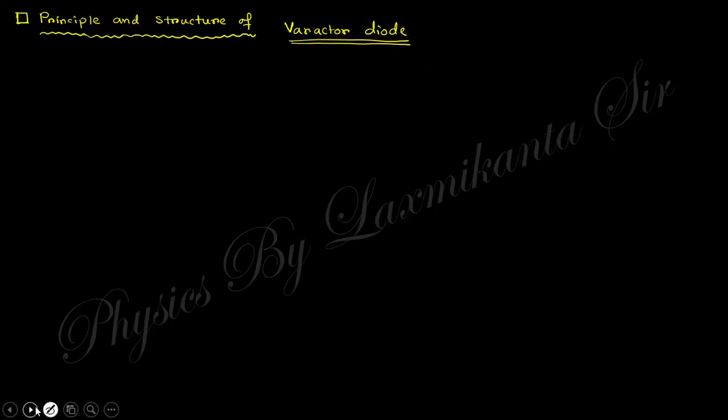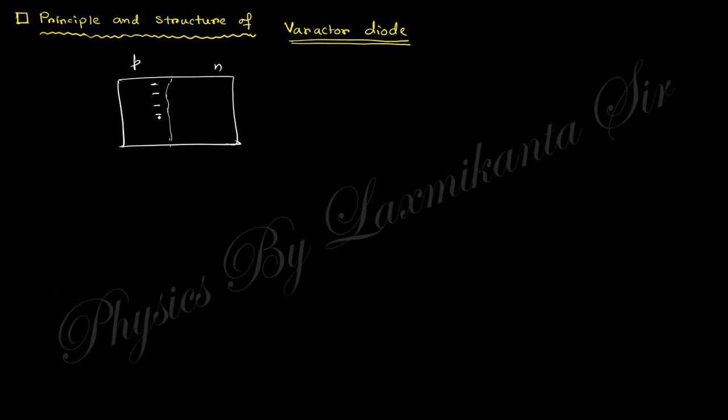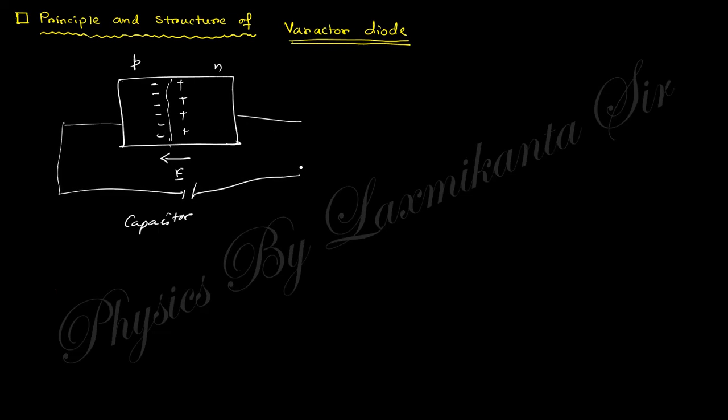Okay, now next thing is the varactor diode. You know in the PN junction at this depletion region, the electrons come here and the positive charges here. So this is an electric field. This is like a capacitor. Now if you apply reverse bias, it is like that.